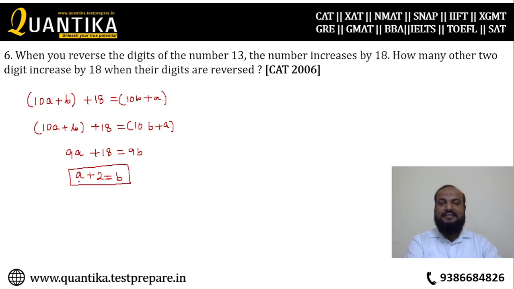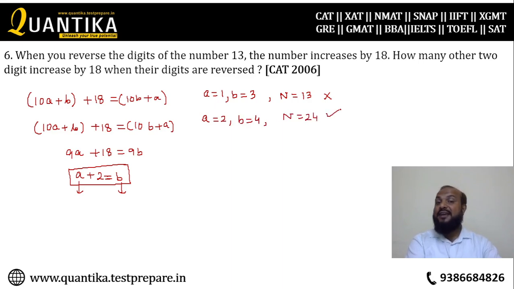A is the tens digit and b is the units digit, right? A cannot take a value equal to 0. So the first number will be when a is equal to 1, b is equal to 3. So your number is 13, which has already been used as an example in the question. So we cannot consider 13 as part of the answer. Now take the second case where a is equal to 2, b is equal to 4. So the number is 24.